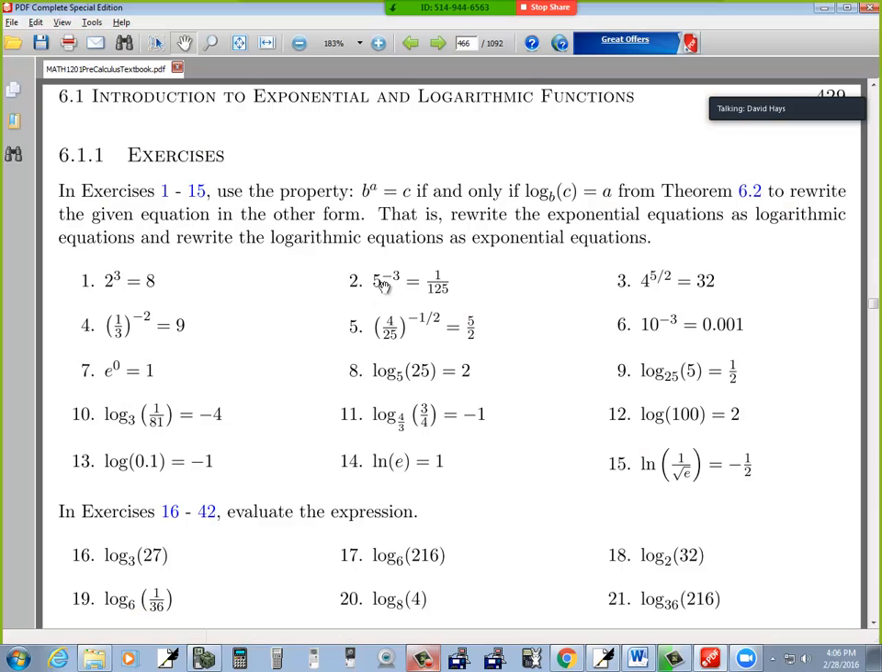The instructions on these is they just want you to go back and forth between the exponential form and the log form just to get practice on them. Okay. Number 32.